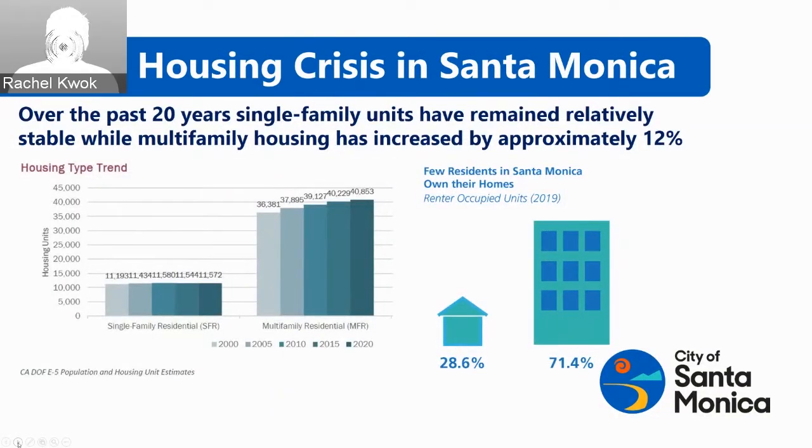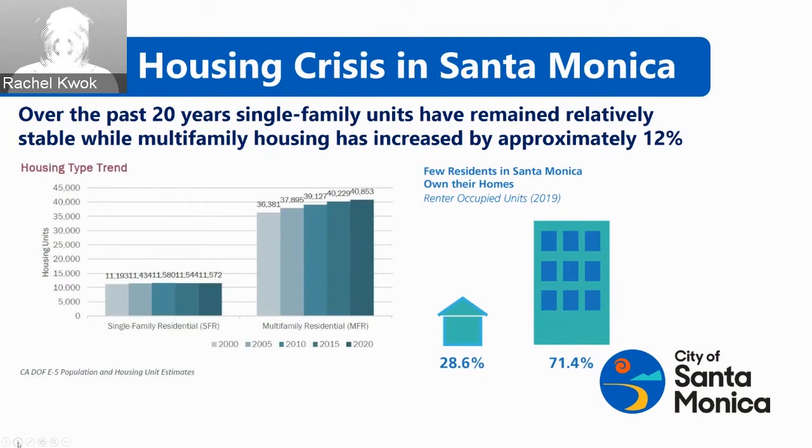Over the past 20 years, single-family units have remained relatively stable. We haven't seen much growth, of course. Our residential neighborhoods are fairly built out, and so as you can see, the numbers have remained somewhat steady. What we've been seeing in terms of residential growth is occurring for multifamily housing units only, and this has increased by about 12%. We're seeing a lot more of this multifamily housing occurring in areas such as the downtown and along boulevards, where there's generally mixed-use commercial on the ground floor.